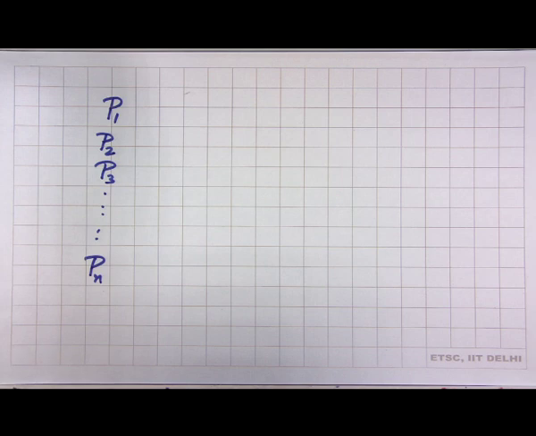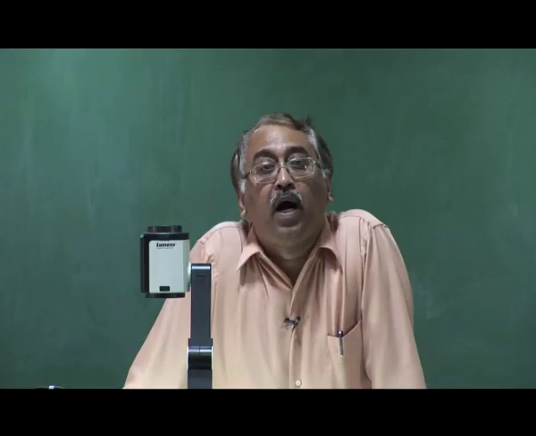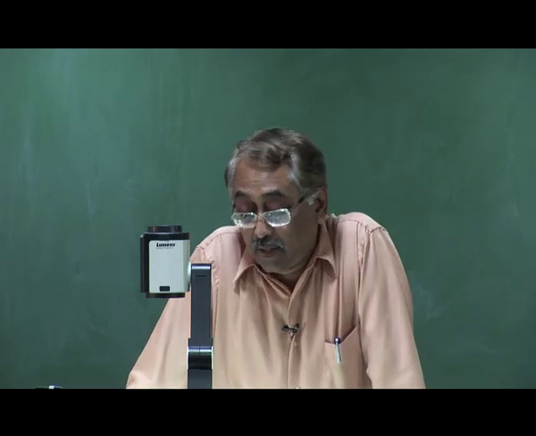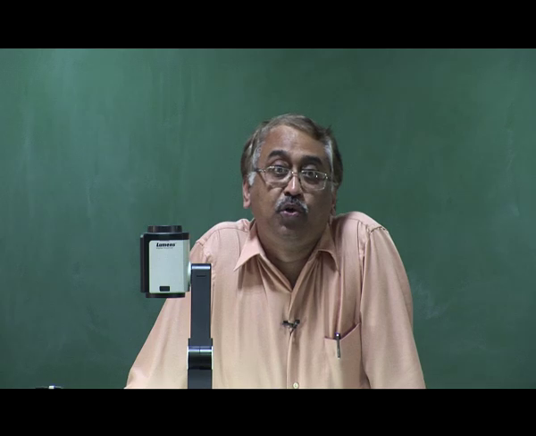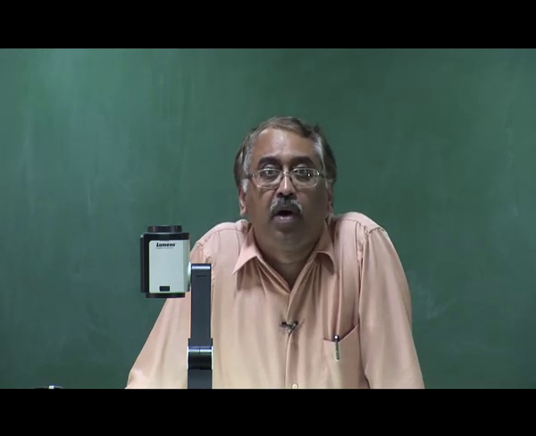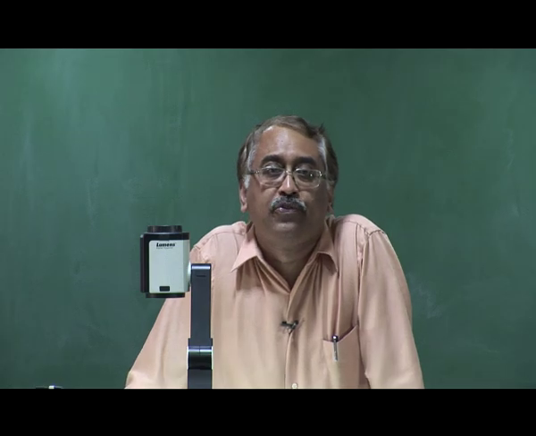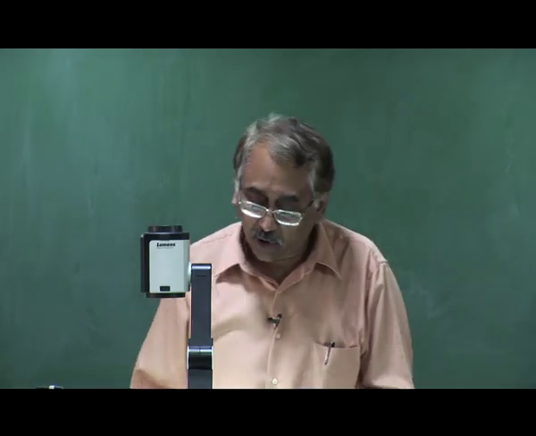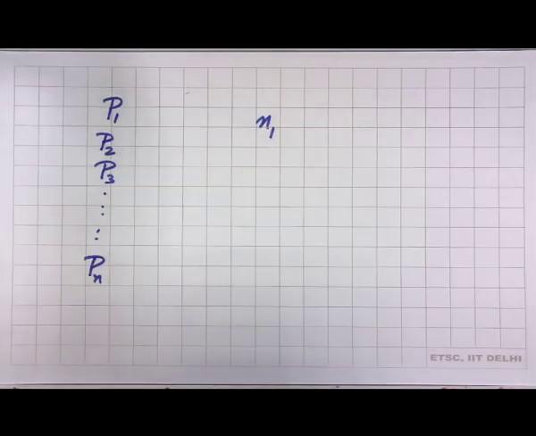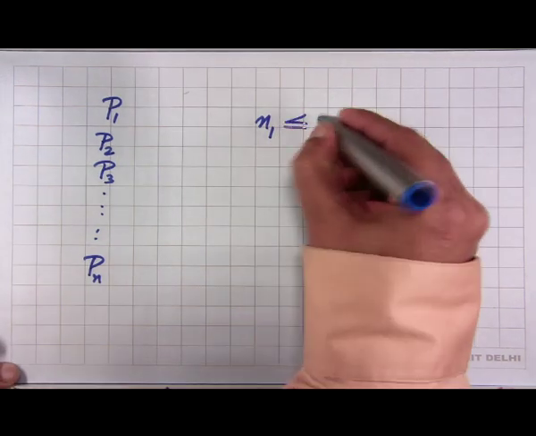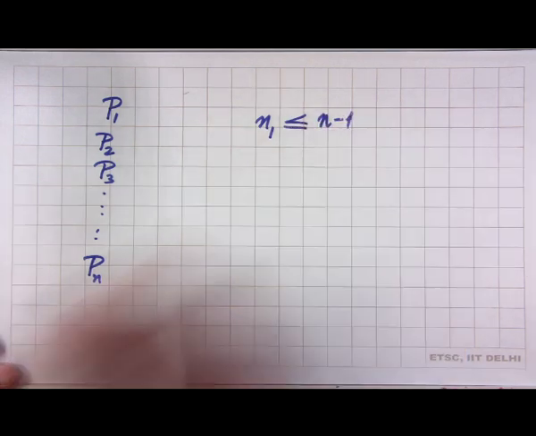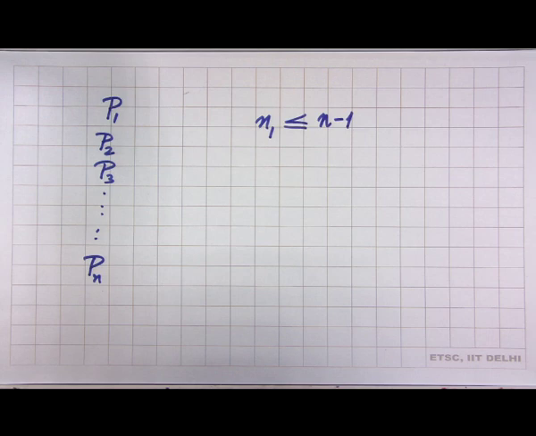Now, when I count in terms of the number of acquaintances, or how many people I know, I don't count myself in that list. The most that you can know within that room is n minus 1, one less than the number of persons in the room. So if I call that number n1, for the number of persons known by person 1, then that number is no more than n minus 1.